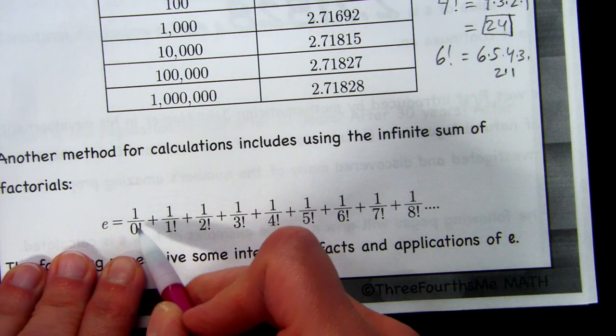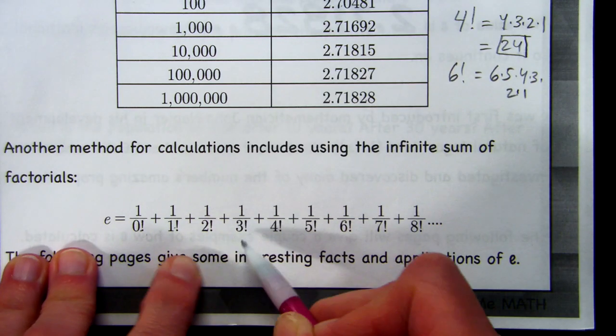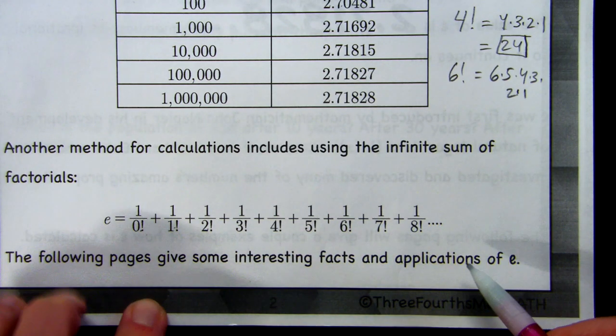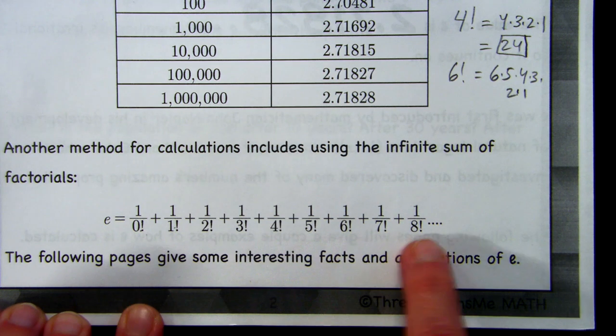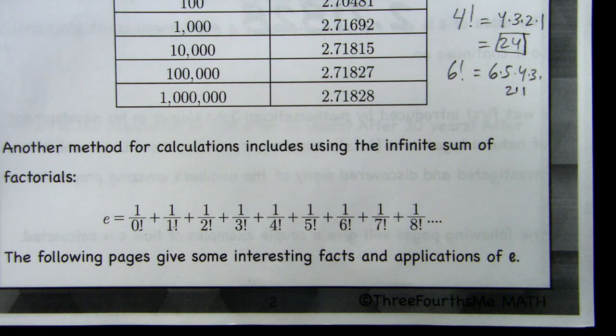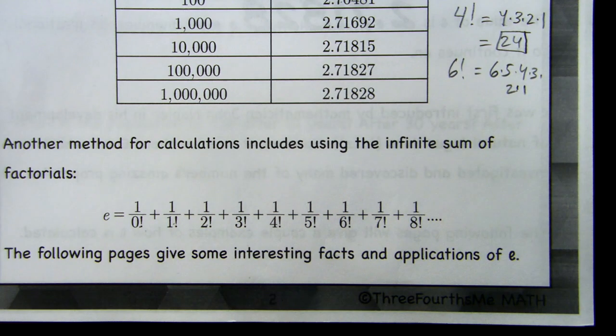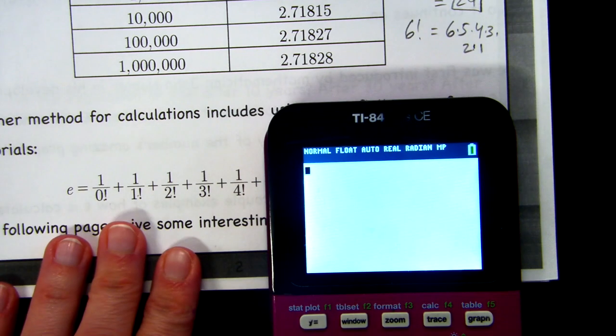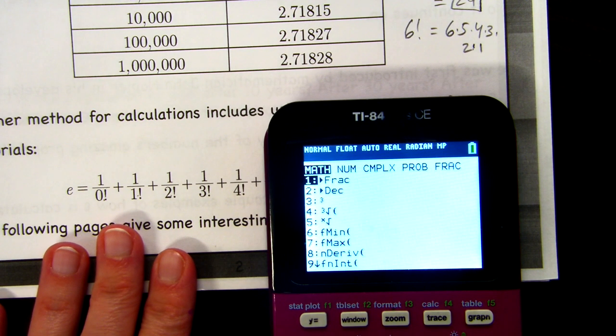So what they've done is put bigger and bigger factorials in the denominator, and that is another way that you can do it. There's an exclamation point on these calculators somewhere. It's probably in a menu. Let me just show you that. I think it's in math.